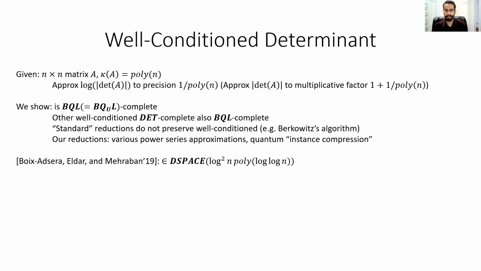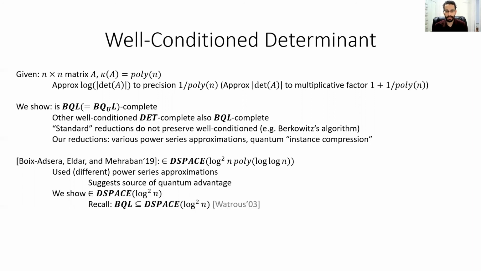Now, in order to put our result in the proper context, we note that Black, Cerny, Elder, and Mahajan have recently shown that polyconditioned determinant is in deterministic space log squared n, poly log log n. Their results also made use of power series approximations. However, in this setting, quantum algorithms seem to have a significant efficiency advantage over deterministic algorithms, which enables us to put this problem in quantum log space as opposed to deterministic nearly log squared space. Moreover, we have a direct improvement in their result, as we've placed polyconditioned determinant in quantum log space, which is contained in deterministic log squared space.